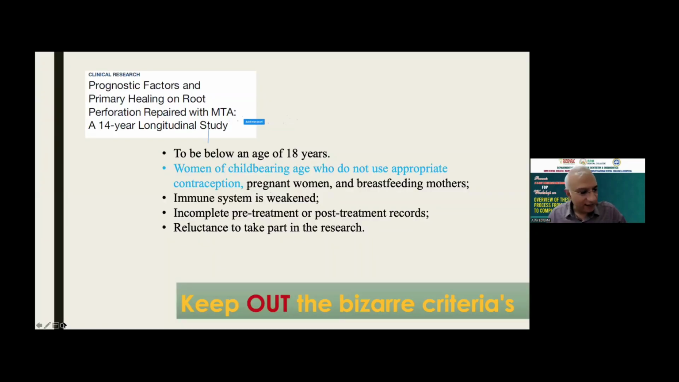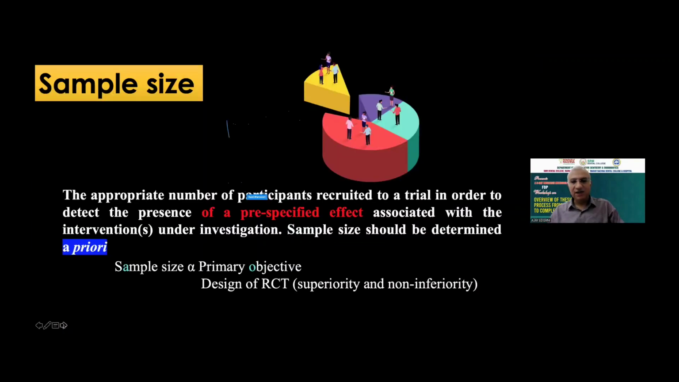And obviously, this is an example which I wanted to show. Keep out bizarre inclusion criteria. We really don't have any indications of keeping such inclusion criteria like these. So make sure they are flexible, but at the same time, they are keeping out all the confounding factors. This is important. This is important.